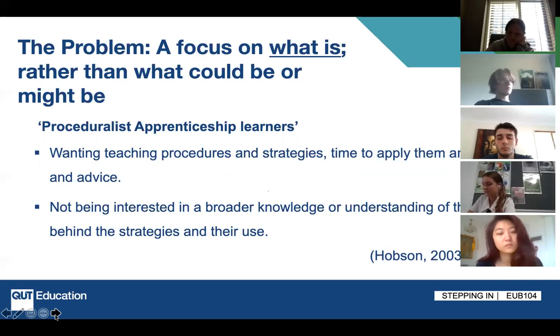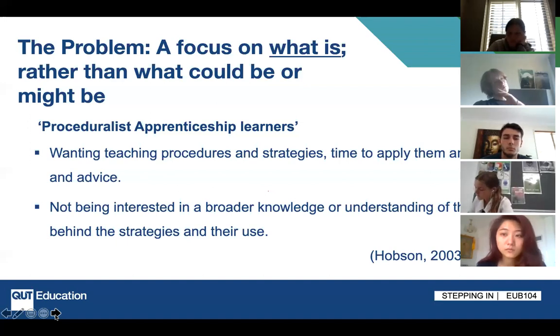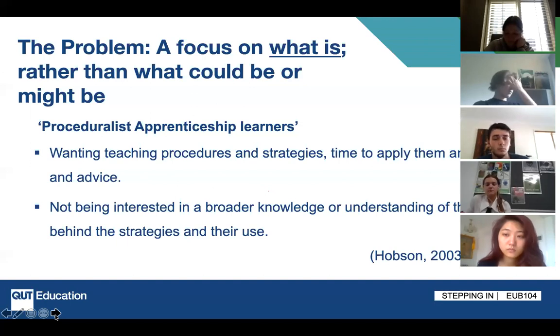His findings suggested that some teachers were unconvinced about the value of the theoretical components of their training courses. Instead, they wanted specific procedures and strategies that they could go into the classroom or the learning environment and implement. They wanted the time to implement these together with feedback and some guidance in how they were implementing them.